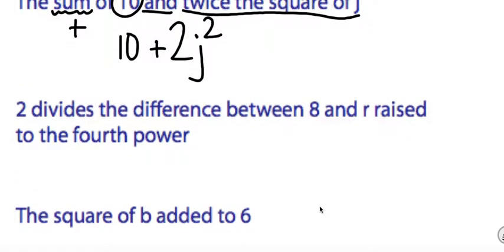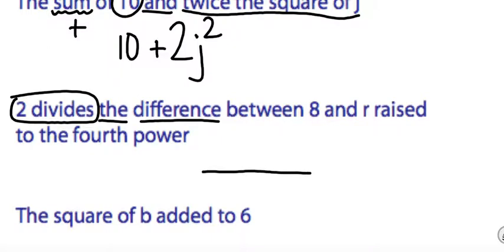I then come down to the bottom here, I have 2 divides the difference between 8 and r raised to the 4th power. Holy cow. So first of all, 2 is going to divide something. What is 2 going to divide? It's going to divide the difference. So I know that if this is my division sign, that 2 is going to go on the bottom. Because 2 is going to divide whatever's happening on top.